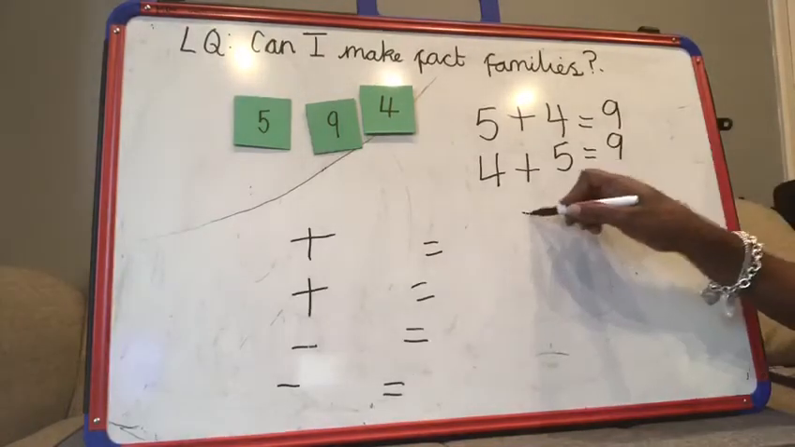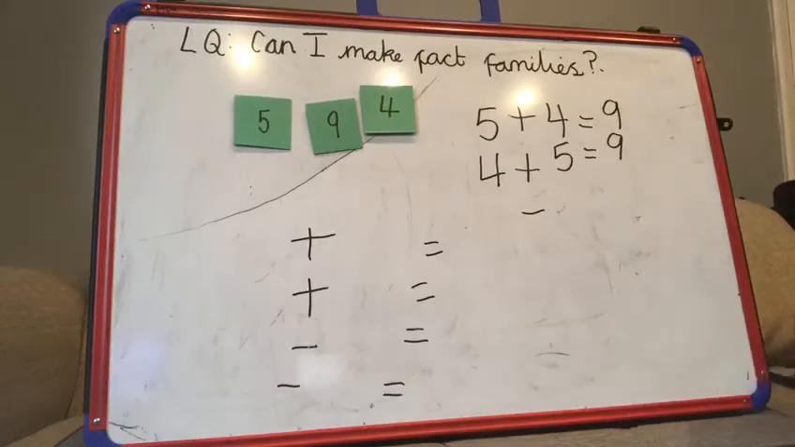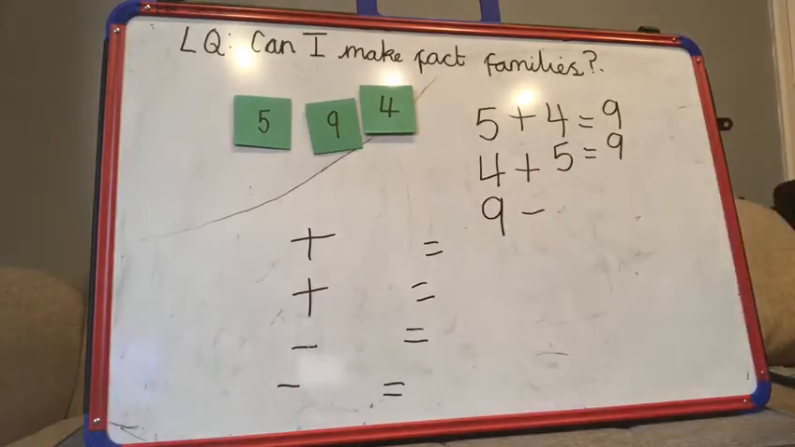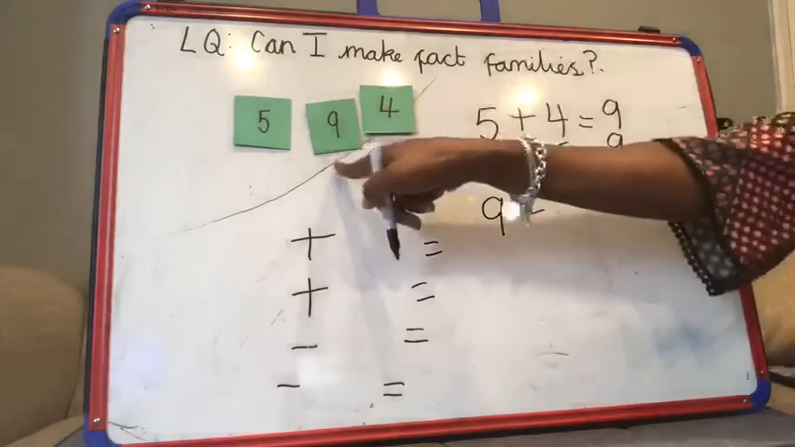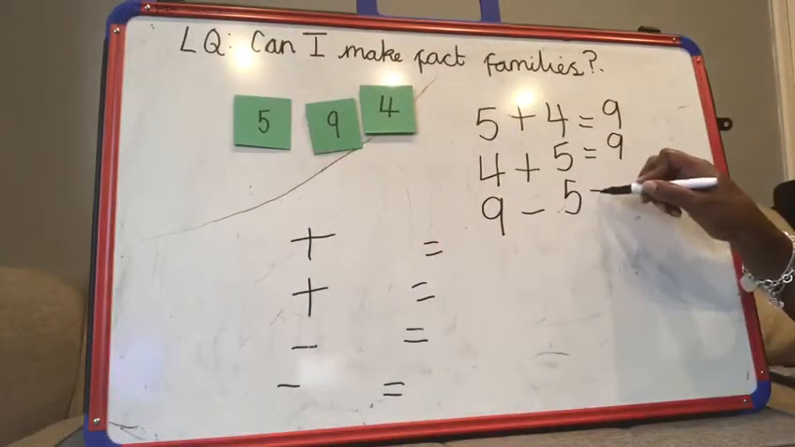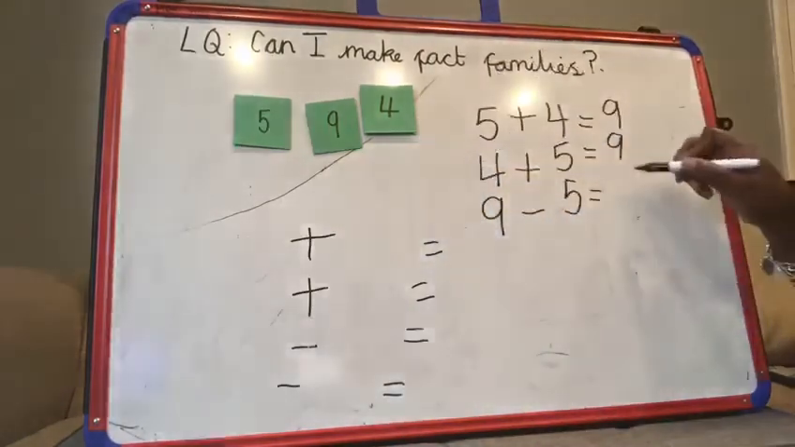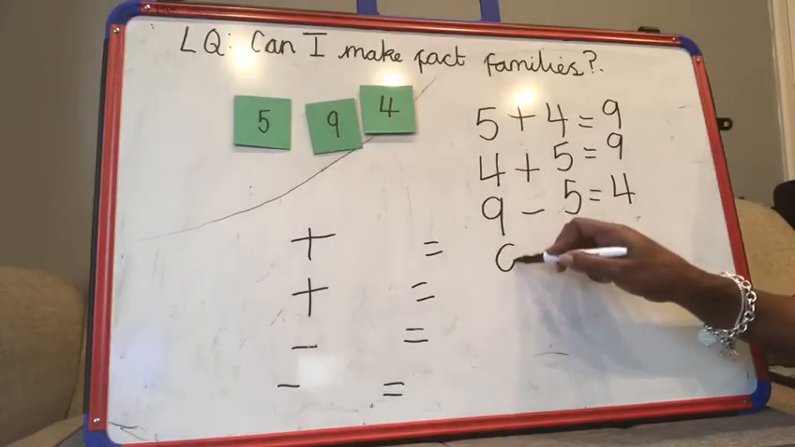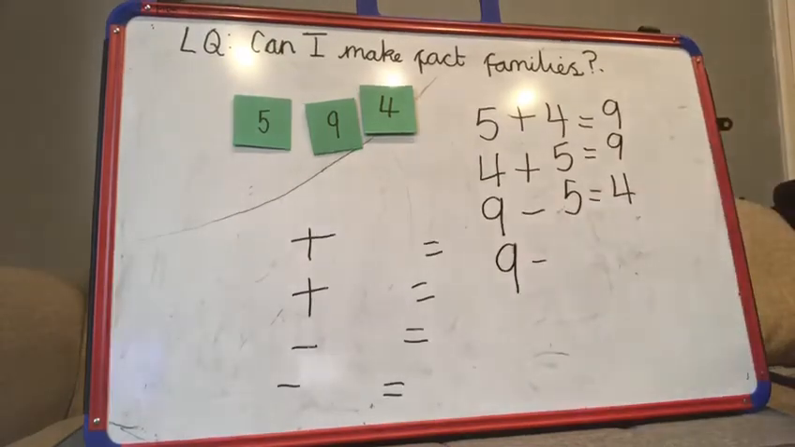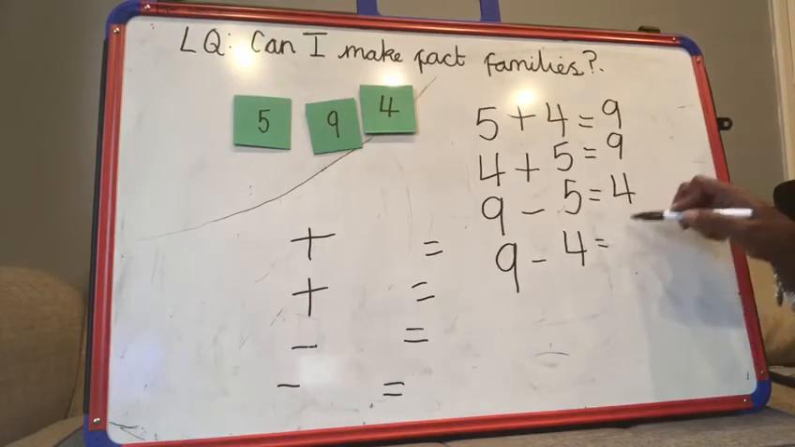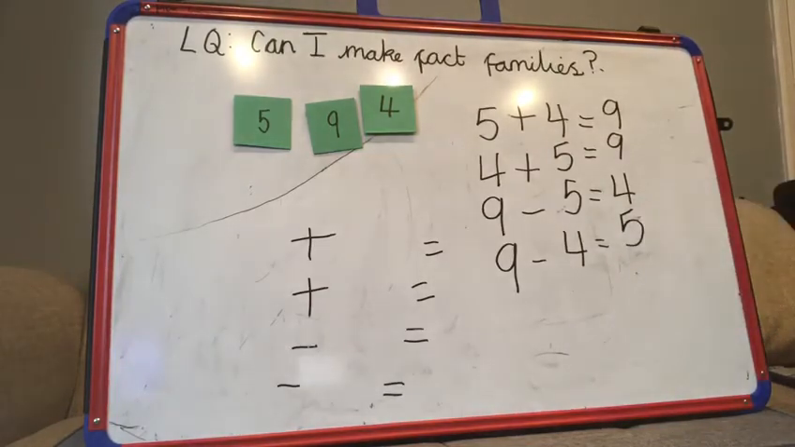Now, let's think of our subtraction. Can you remember which number must go first? Absolutely. The biggest number. What number will you choose now? 9 take away 5. 9 take away 5 equals 4. And finally, your second subtraction number sentence will be, again, we must start with the biggest number. We're going to swap these numbers around. 9 take away 4 equals 5.